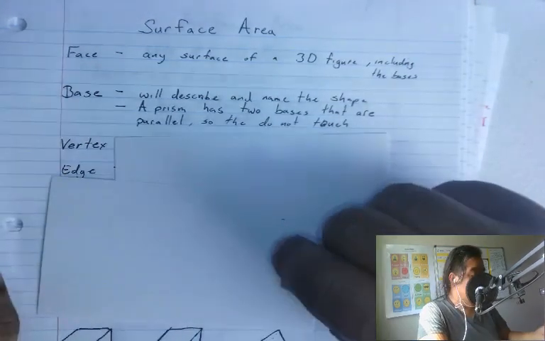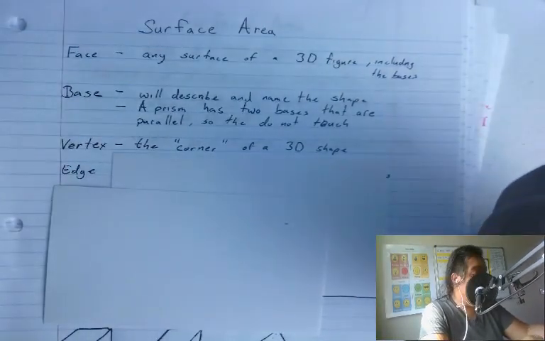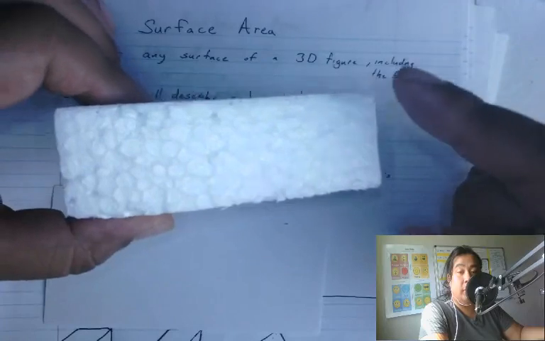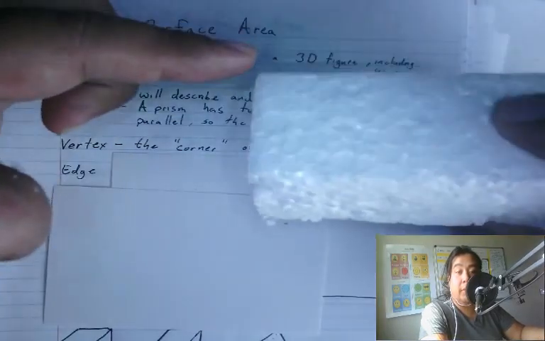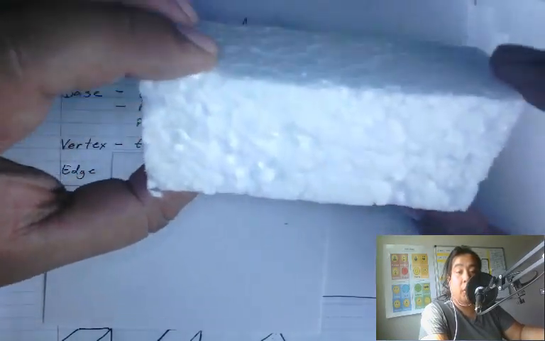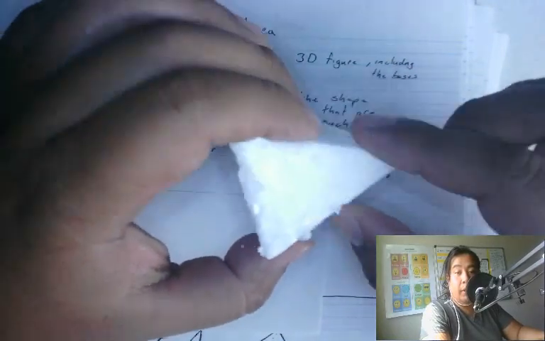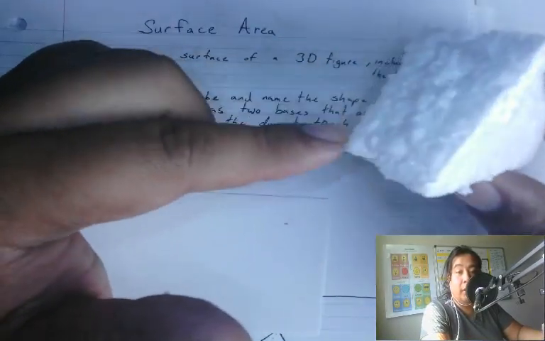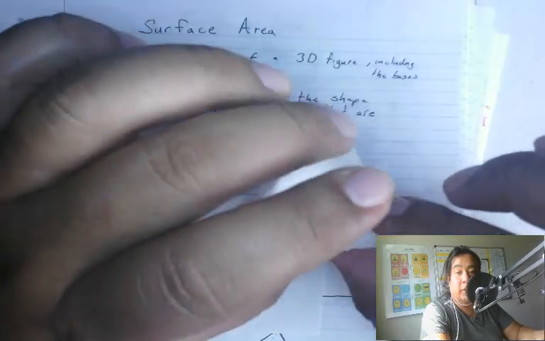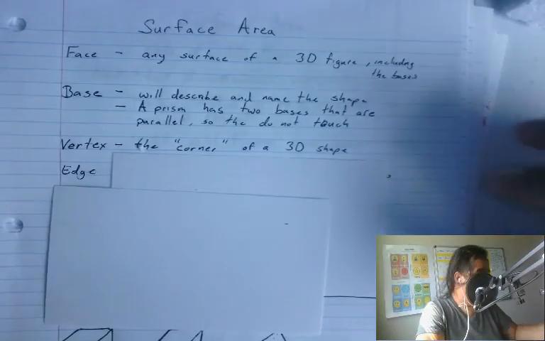Another vocabulary word is vertex. A vertex is the corner of a 3D shape. So when I'm looking at this, my vertex would be this corner, or this corner, this corner, this corner. On the other side would be this corner, this corner, this corner, this corner. All those points are the corners, or my vertexes. If I had a pyramid, like I have this shape right here, my vertex would be this point. This would be a vertex, and another vertex, and another vertex. All those corners of my 3D shapes are called a vertex.